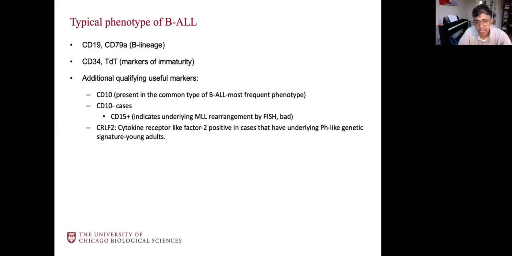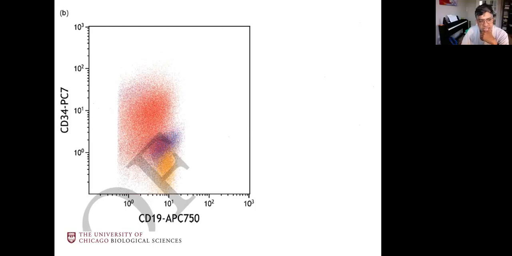And MLL rearrangements are very notorious because at relapse, patients who have MLL rearranged leukemias can suddenly turn from B lymphoid to myeloid. So there's a plasticity that can occur in the phenotype. So that's beyond your scope, but remember, there can be other kinds of diseases. Sometimes we will also look for CRLF2, which is a marker that is a surrogate for Ph-like genetic signature in young adults. We can do that by flow. So that's one more thing you can potentially ask the lab. So here we see 19 versus 34.